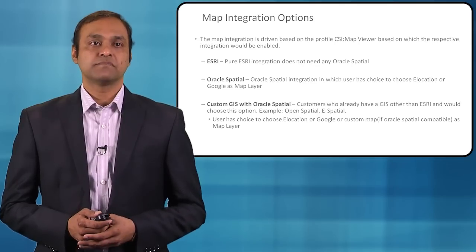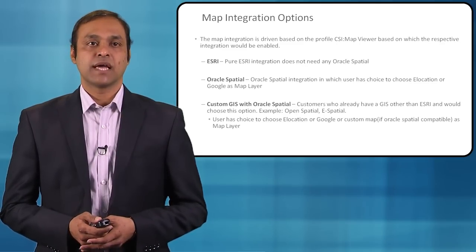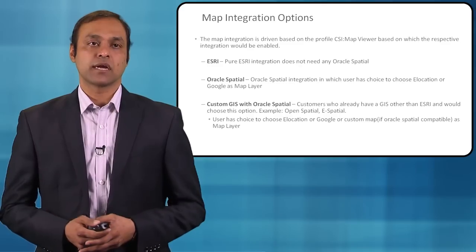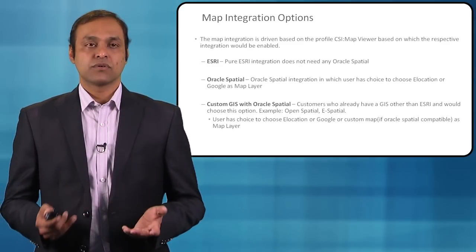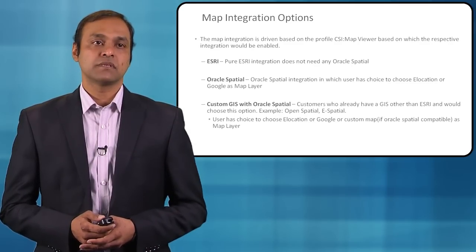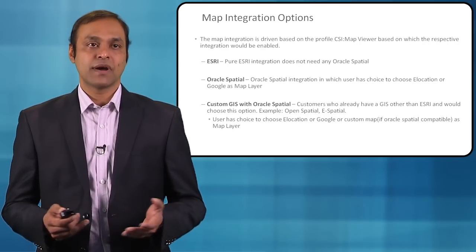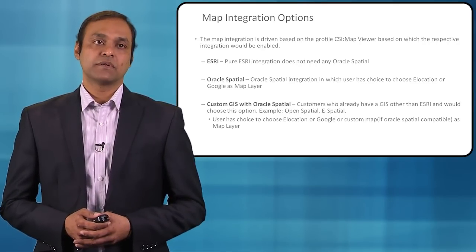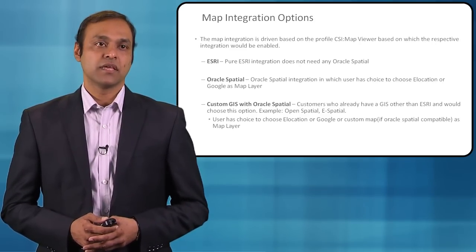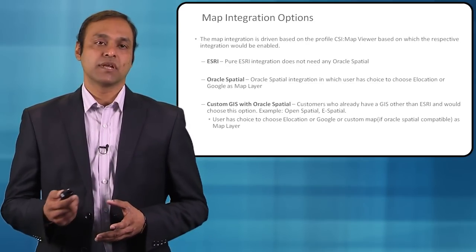The second option is Oracle Spatial, where you use the EBS system itself as a GIS platform. You can store the geometry, which I'm going to talk about a couple of slides down, in the EBS system itself, and you can actually visualize that on the map. The third option is custom GIS. If customers are not on ESRI and don't wish to have the EBS maintain the geometry, and they already have another GIS system in place, they could integrate it with the EAM solution and still visualize that on the map.